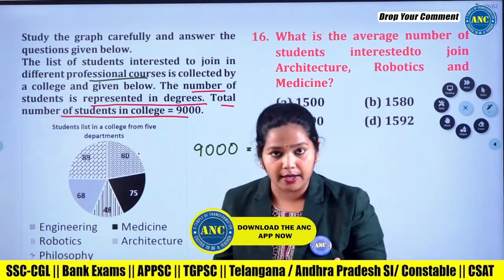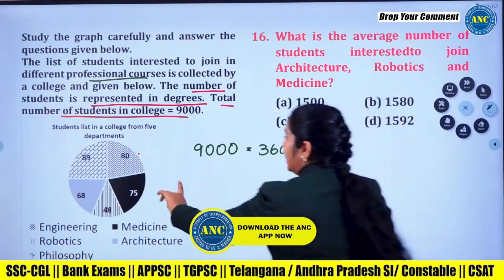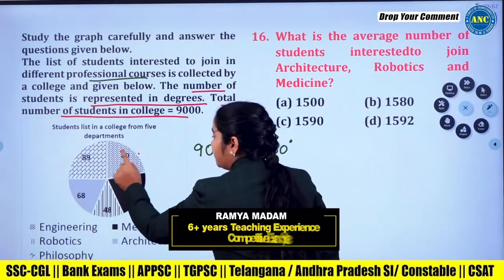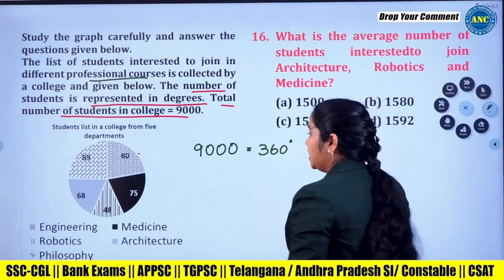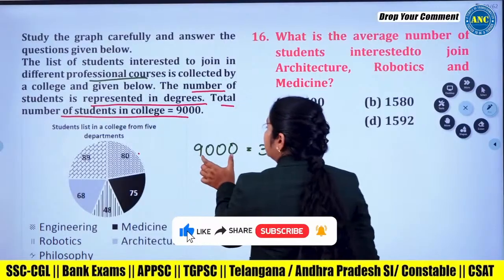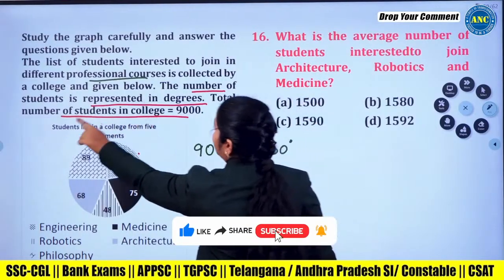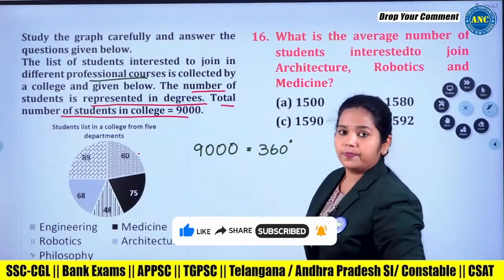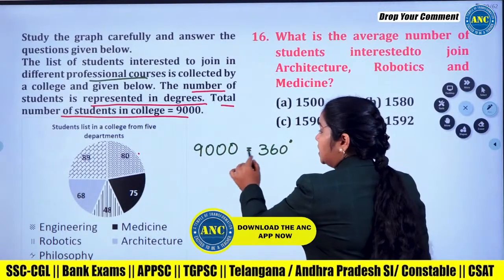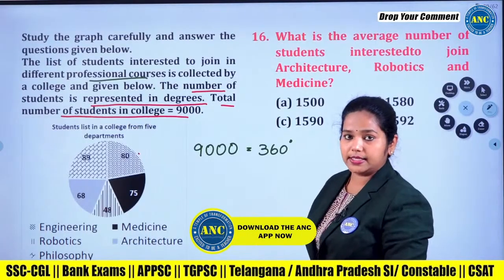Yes, is the point clear? Total data, if you consider 100%, we equated 100% to 360 degrees. Similarly, if this total data is 9,000 students, that is what they are telling, no? Total number of students in the college is 9,000. Yes, this 9,000 we can equate to 360 degrees.